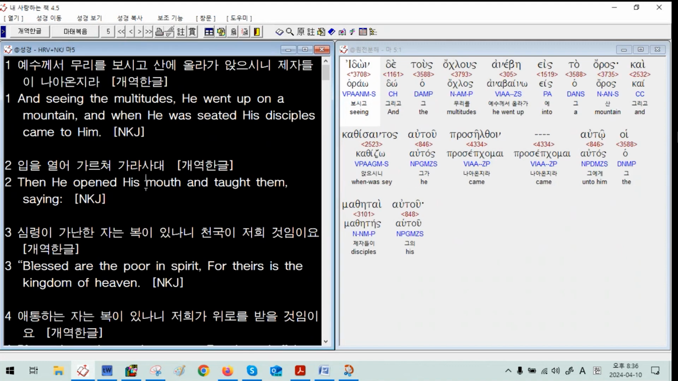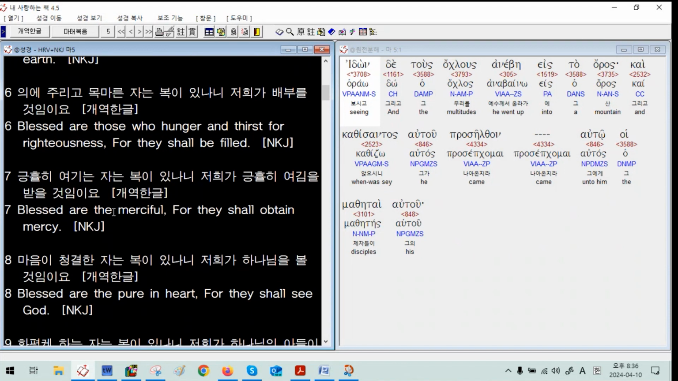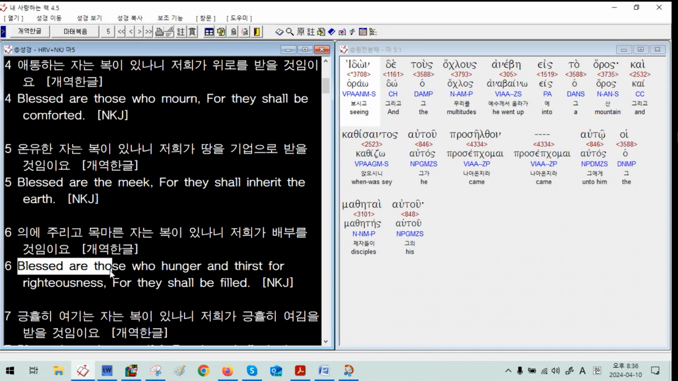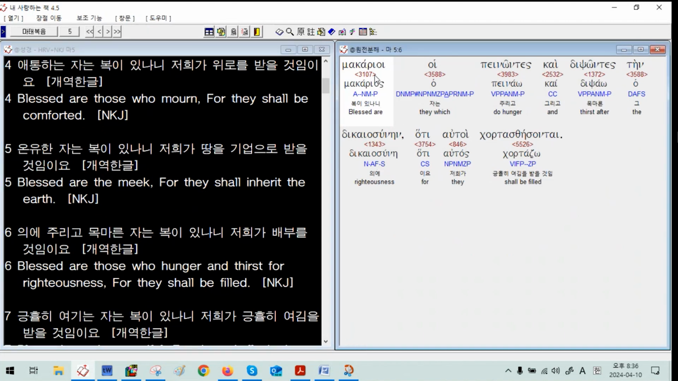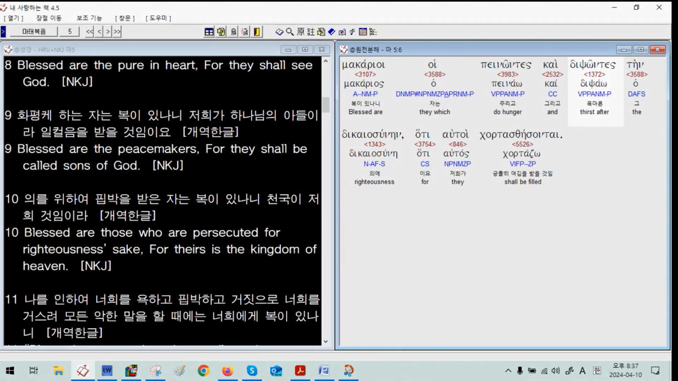Go back to Matthew chapter 5. Happy living, makarioi. The living, hunger and thirst. Both of them are what? Present participle, ing form, right? You have to be hungry and thirsty, hunger and thirst. So about this one, from here until verse 11, we are going to study next class.